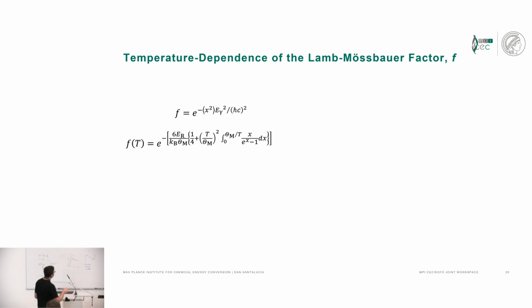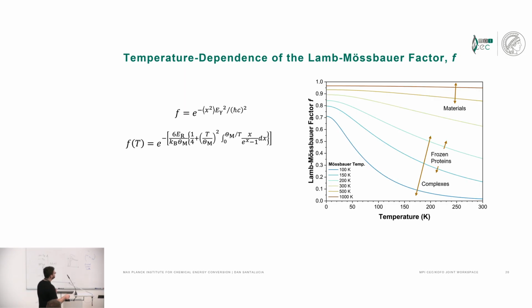But all I want to point out is that the recoil energy and the Mössbauer temperature are playing a role here, okay? And really we focus on the recoil-free fraction as a function of temperature, right? It's dependent as T squared. And what I want to show you is that different materials have different Mössbauer temperatures.